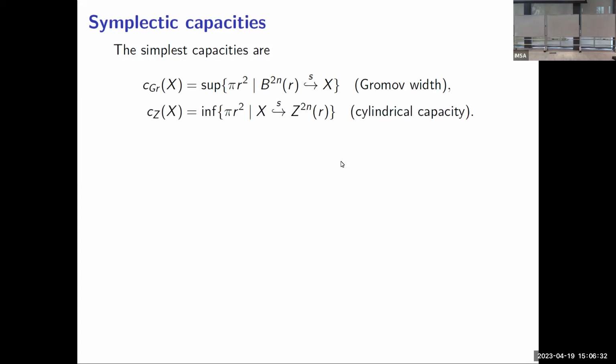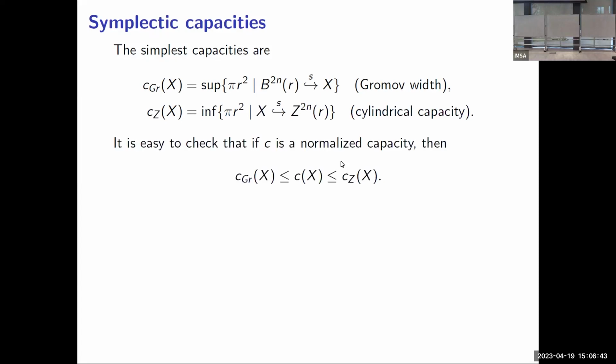Okay, so the simplest capacities are the Gromov width. That's pi r squared of the largest ball that you can embed into X. And the cylindrical capacity, which is basically the smallest cylinder into which you can embed your manifold. And it's not hard to see that any normalized capacity has to be in between the Gromov width and the cylindrical capacity.